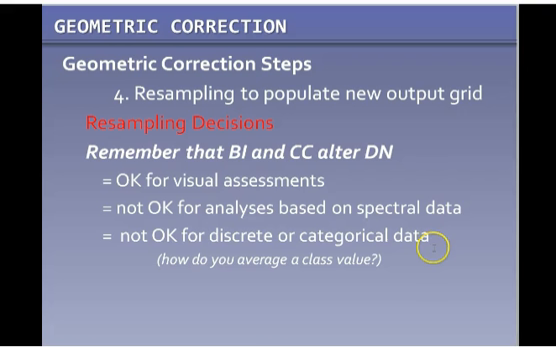And also, it's not possible to do the bilinear interpolation or the cubic convolution when you have categorical data, right? You just can't average forest, forest, forest, forest, or if it's forest, land, forest, land. It's impossible to do this mathematical weighted average if you have class data.